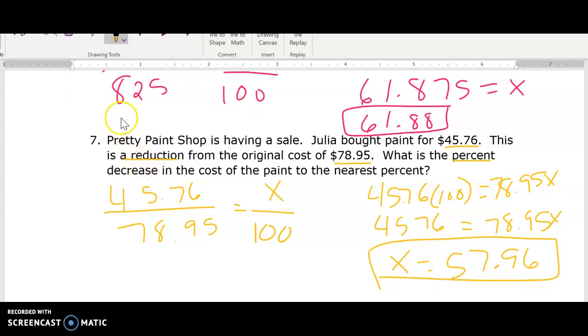That is how you can work on your percent problems in your applications. And that concludes the video for percent application.